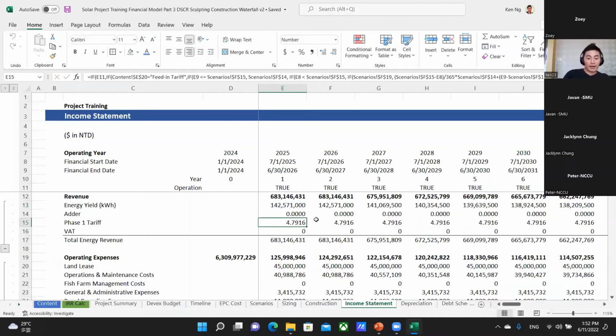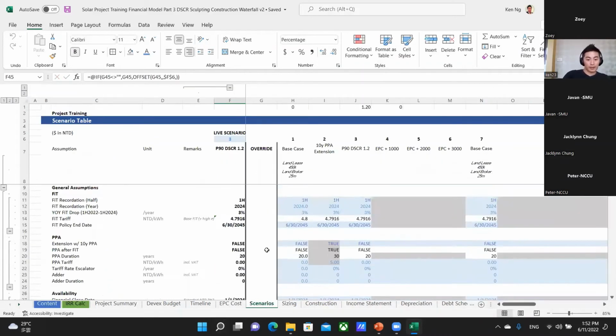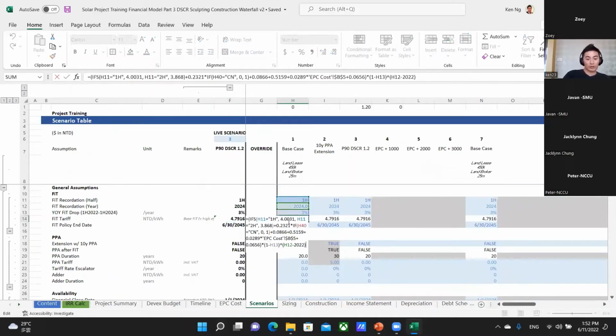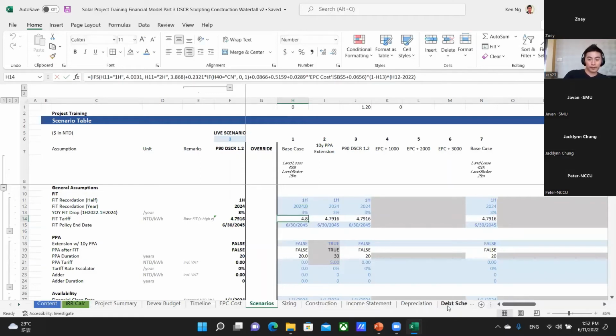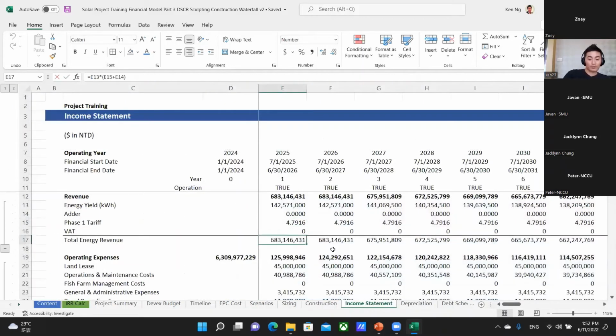And the tariff, the 4.7116, is basically the tariff that we've calculated here, based on including all the FIT premium that we can get, and then reducing that FIT by 3% per annum, and that would get us our revenue.